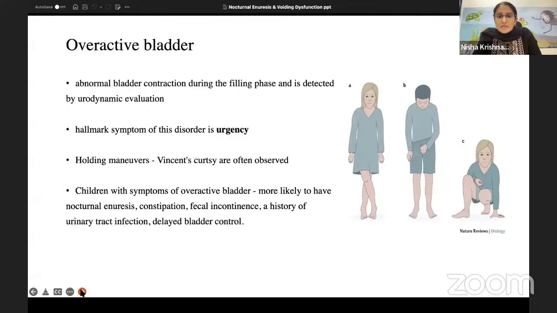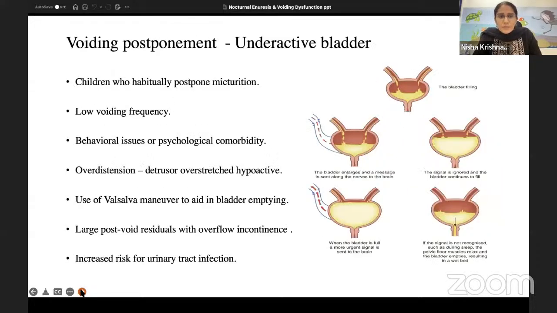And because there is this frequent urge, many of them may present with holding maneuvers, whereby they may cross their legs, or sit down, or hold the perineum to try and prevent those voids. It is usually seen that children who have an overactive bladder may have associated issues of constipation, fecal incontinence, or urinary tract infections.